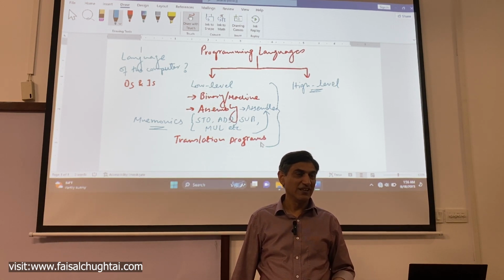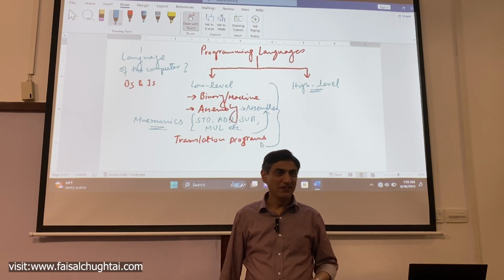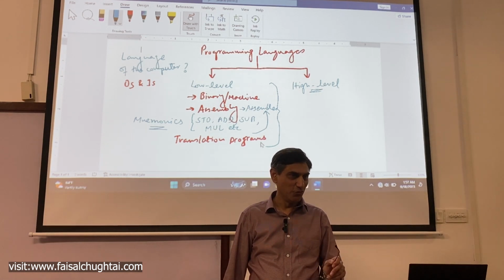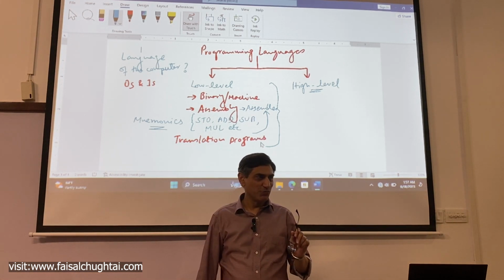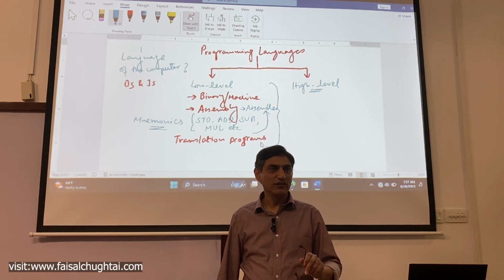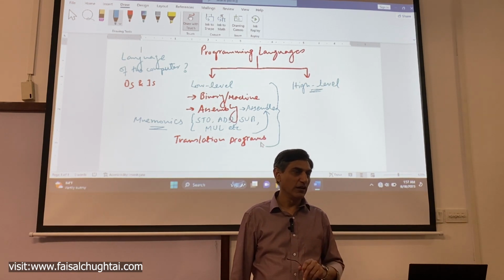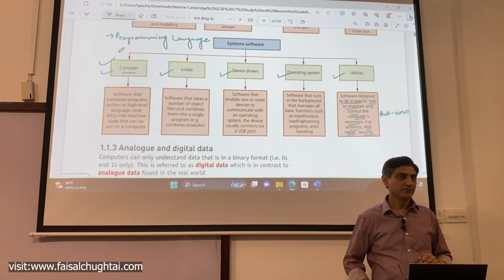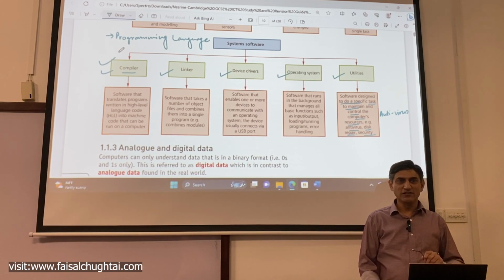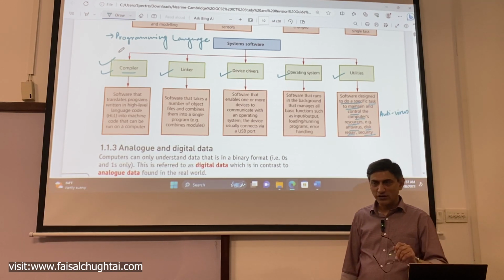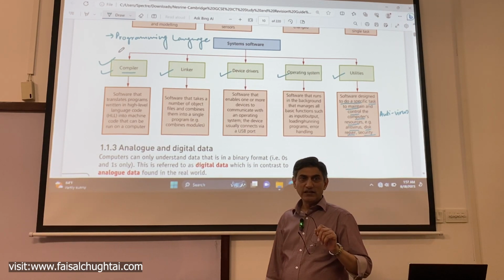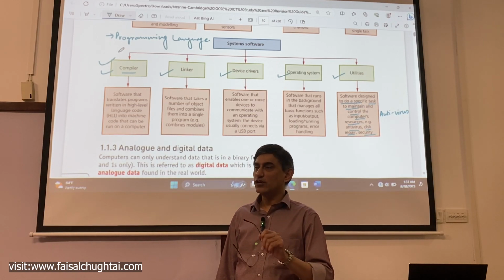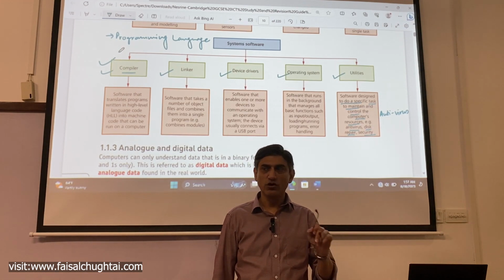Exactly. So the point is the same, that we have translation programs. One translation program that was then invented to be used with high level programming languages is what a compiler is. So what is a compiler? A compiler is a translation program that is used to convert instructions written in a high level language into machine code so that the computer could understand and execute or run the statements.